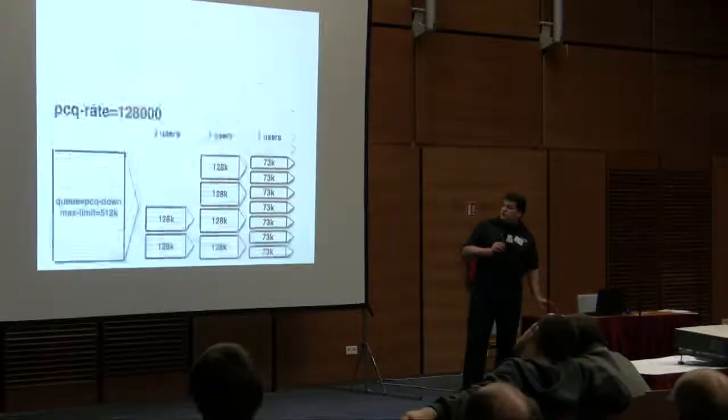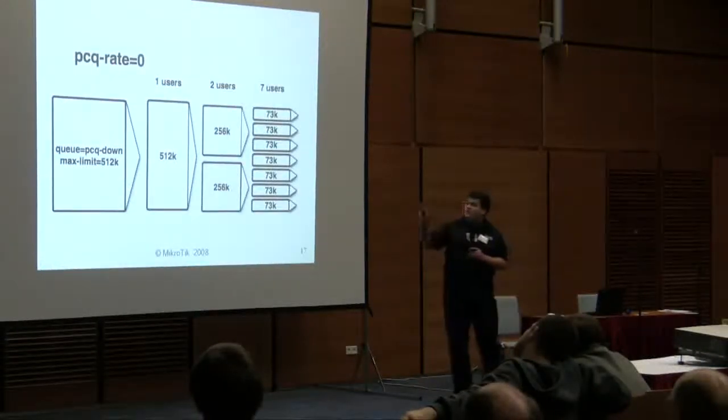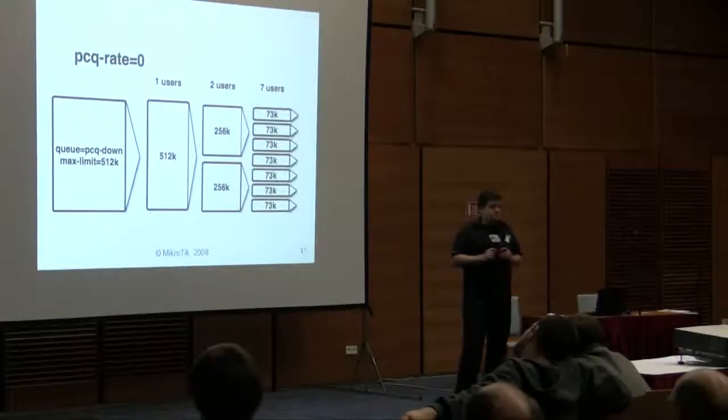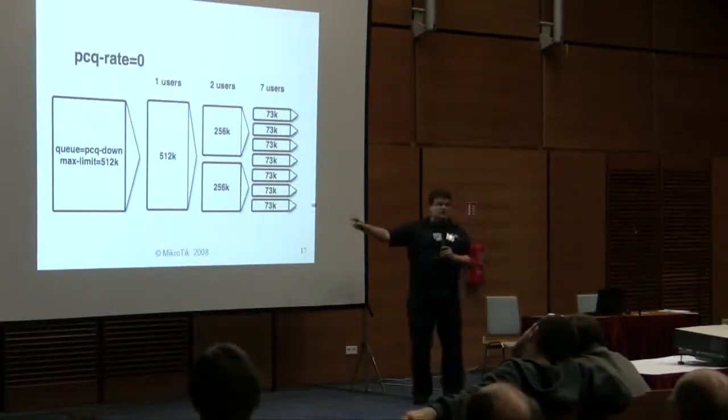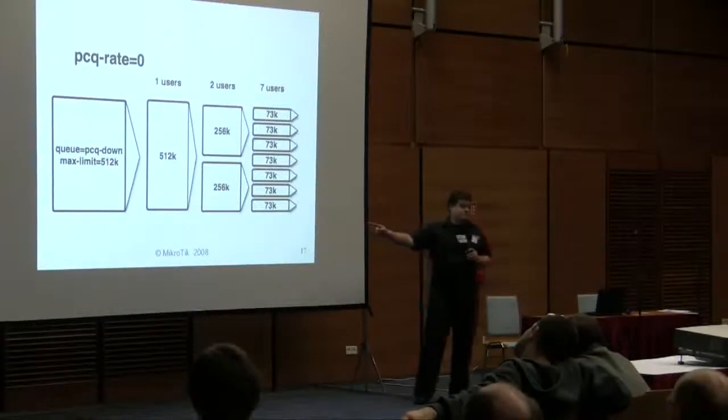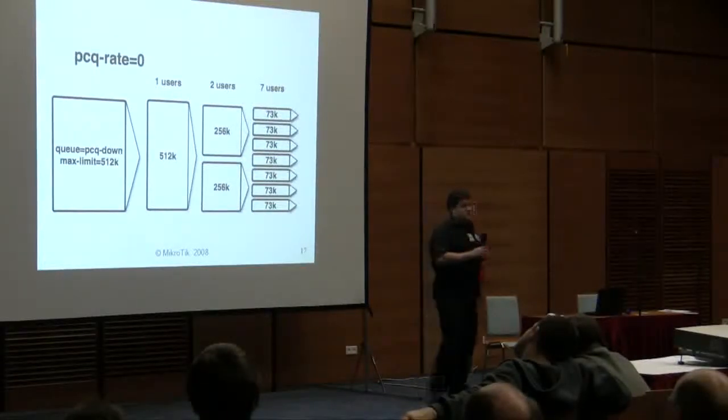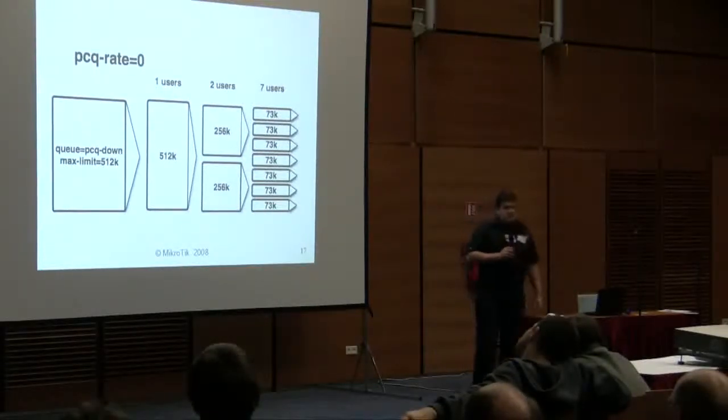But you can also leave PCQ rate at 0. And in this case, if only 1 client is online in the middle of the night, he will be able to use all the traffic. If 2, they will divide it in half. And again, if there are 7, it will be the same situation as previously. It will also be equal. So that's the main thing, how the PCQ works.